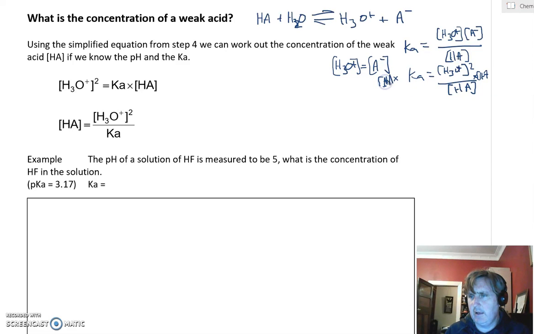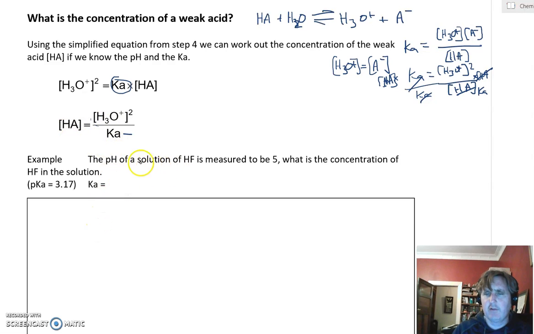It's a bit messy there. These cancel out, and then I'm going to divide both sides by Ka. They cancel out, and voila. Okay, we've rearranged. An easier way to think of that is if we have something on the top on one side of the equation, when we move it to the other side, it goes on the bottom. There we go. So this is what our expression should look like when we want to find out the concentration of the weak acid.